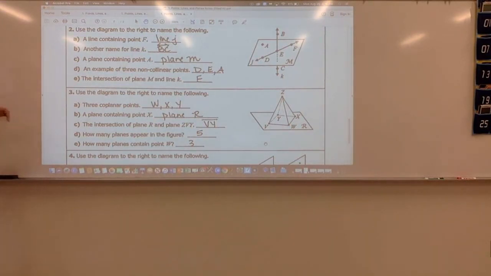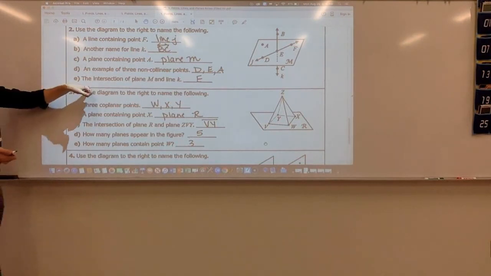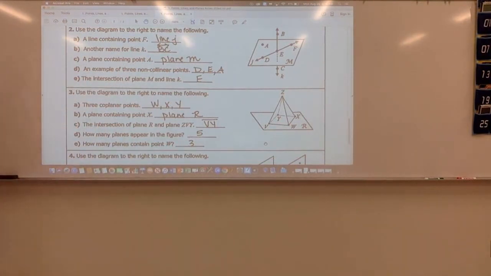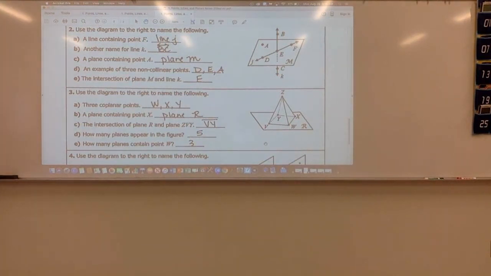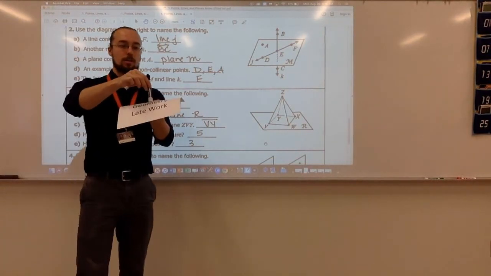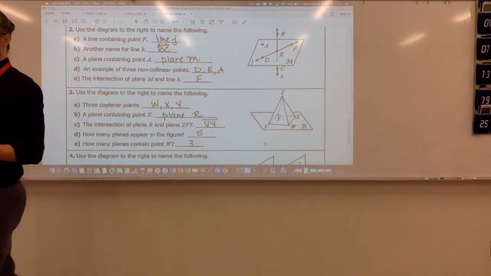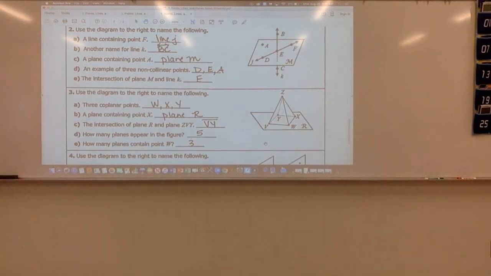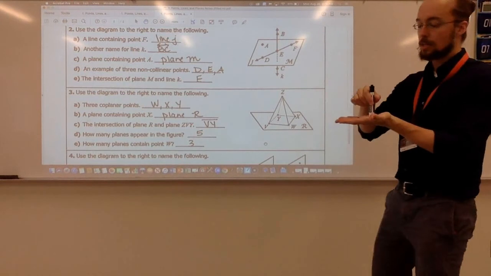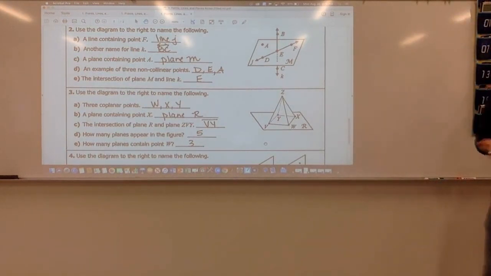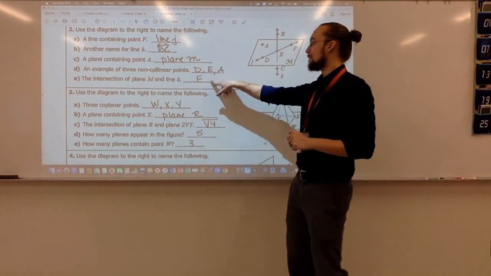I'm not going to go through all these, but a couple that I want to highlight. 2E, the intersection of plane M and line K. Right, so if I've got a plane and a line going through it, that's going to intersect at a point. We didn't talk about planes and lines together. We just said two lines intersect at a point, two planes intersect at a line. But if we're talking about a plane and a line, that would also be just at a single point. So here, that answer is point E.